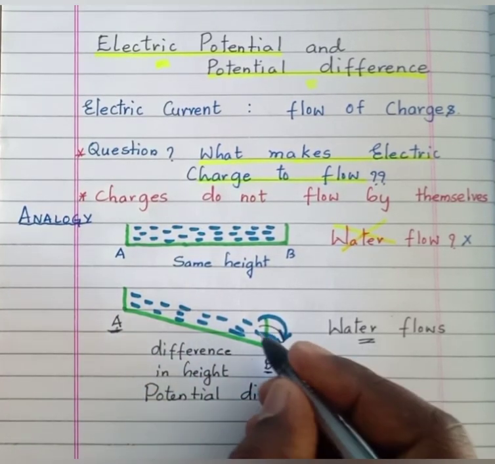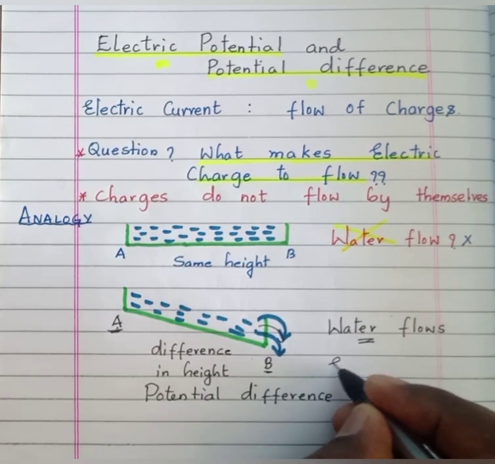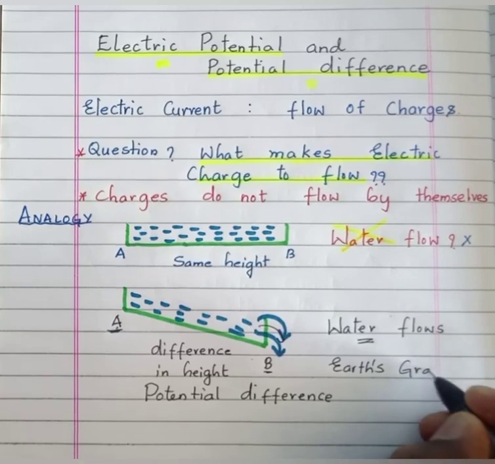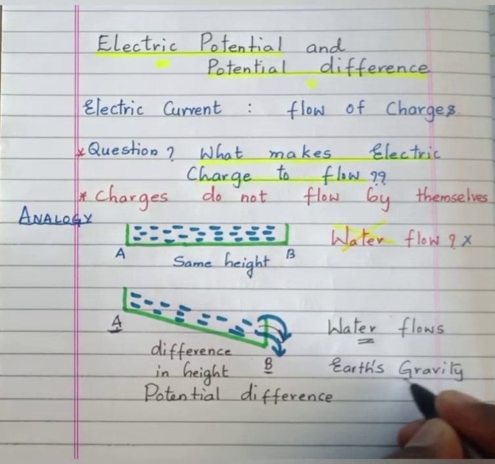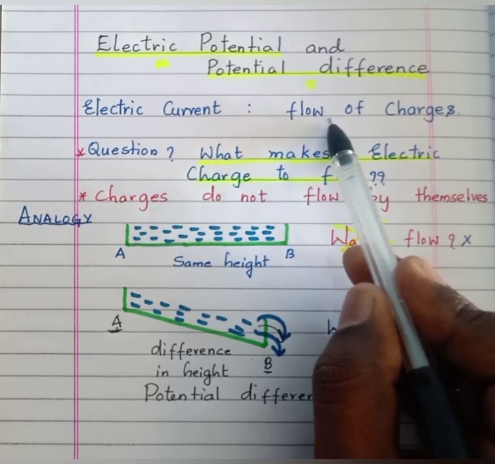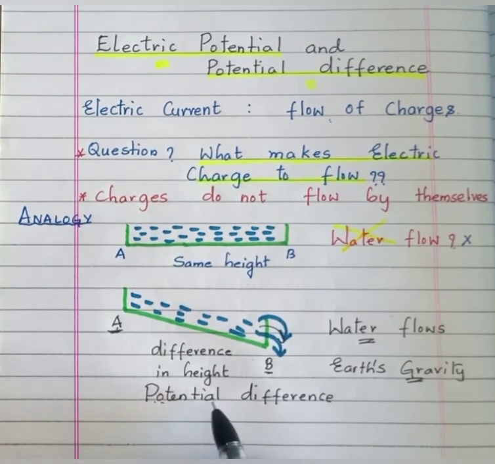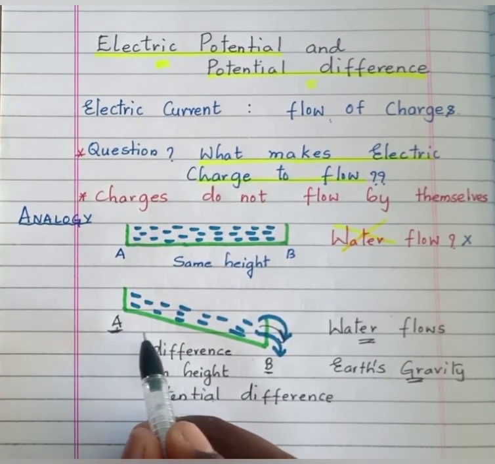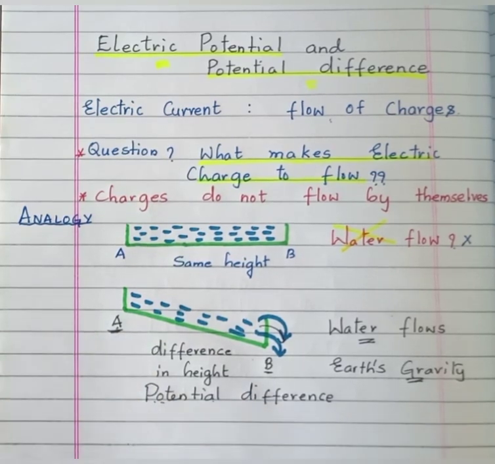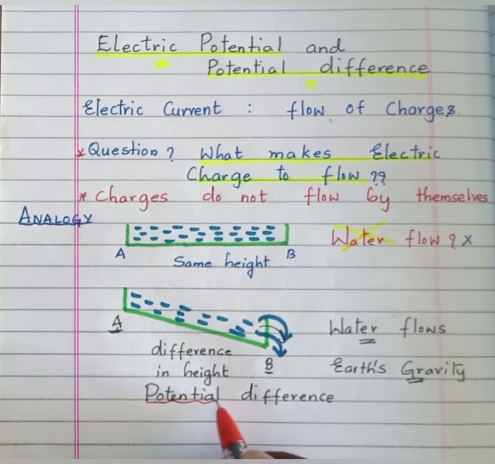In the same way, we call that potential difference. Potential difference is created by battery. Earth's gravity does not have any role to play in potential difference, that is flow of charges. Battery provides the potential difference in the electric circuit, which makes the charges to flow from one point to another point.